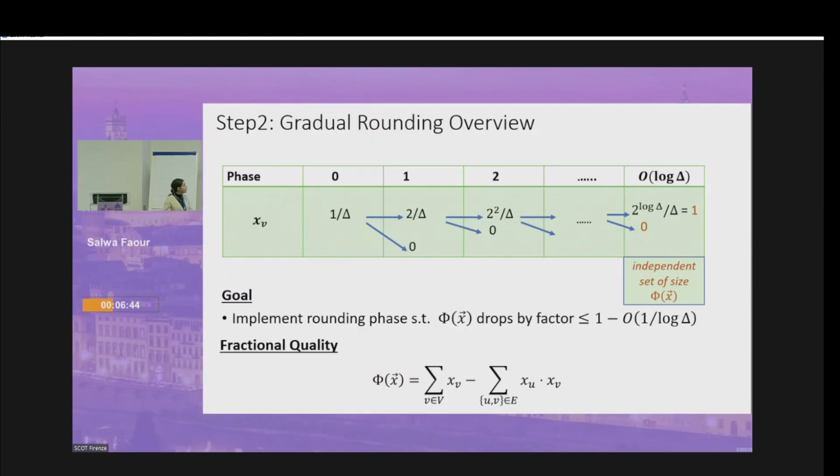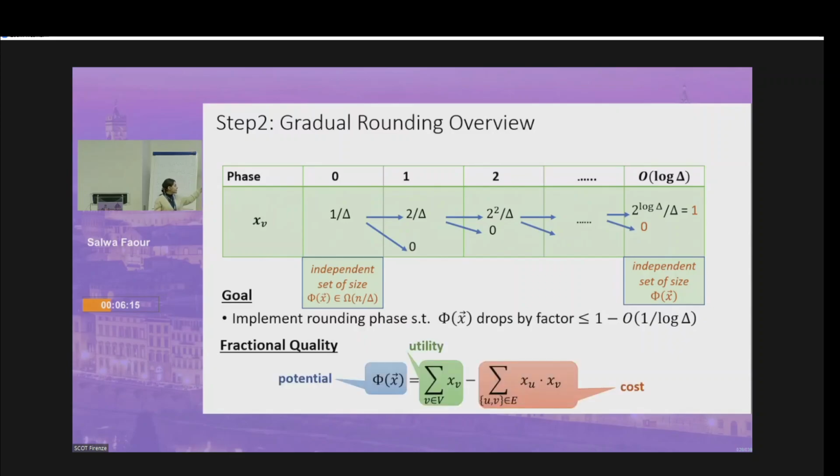Why does this help? Notice that initially, if these are my fractional assignments, then I already have an independent set of size big omega n over delta. And if this is how much the phi drops at each phase, then at the end I will still achieve an independent set that is preserved up to some constant, which is still in big omega n over delta, which achieves my goal deterministically. So now let me explain a little bit how we do this implementation.